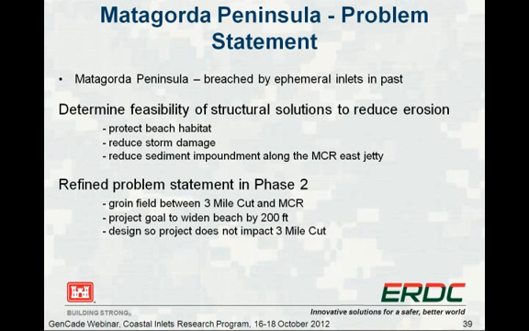This problem statement was refined during Phase 2, and our sponsor wanted us to look at a groin field between 3 Mile Cut and the mouth of the Colorado River. The goal was to widen the beach by up to 200 feet, and we were also asked to design the project so that it does not impact 3 Mile Cut.